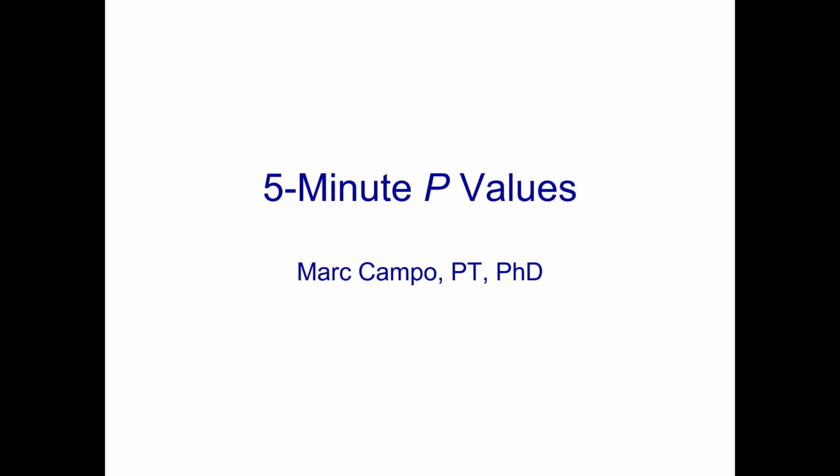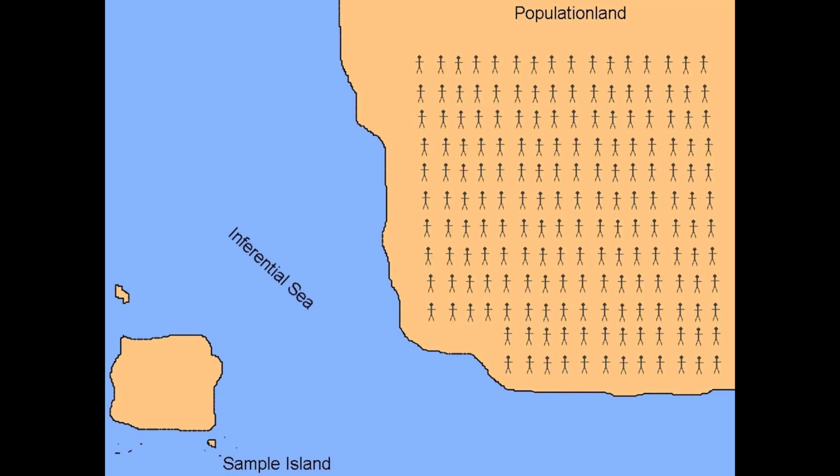5-minute p-values. Let's go. Let's draw a continent and an island. Let's give them some color. And let's call the continent Population Land and the island Sample Island. In between is the inferential sea, which is very dangerous to cross.